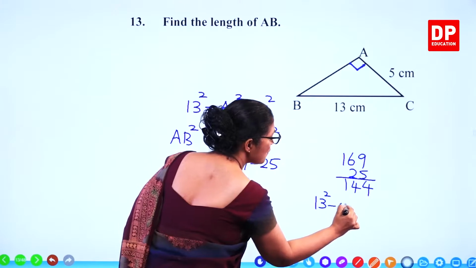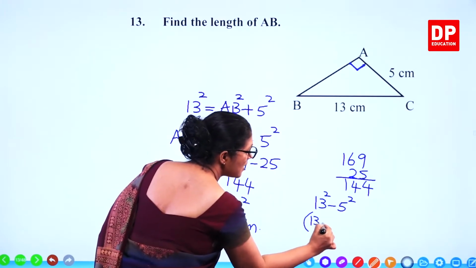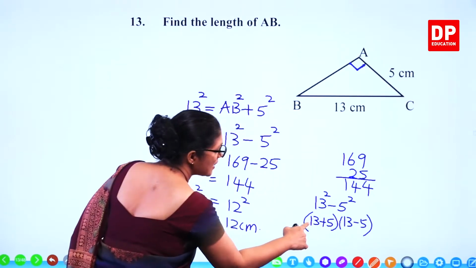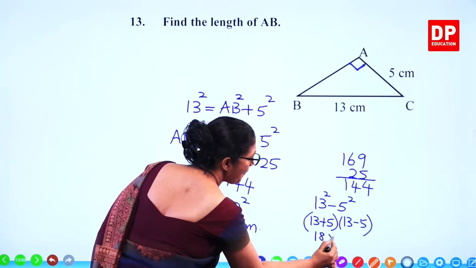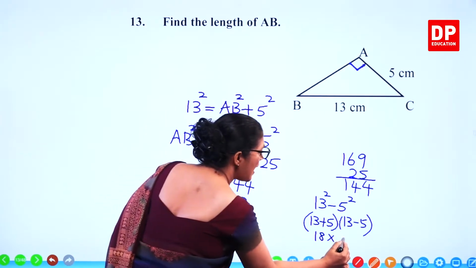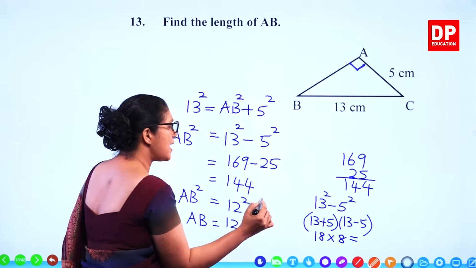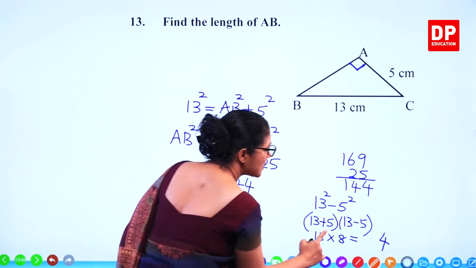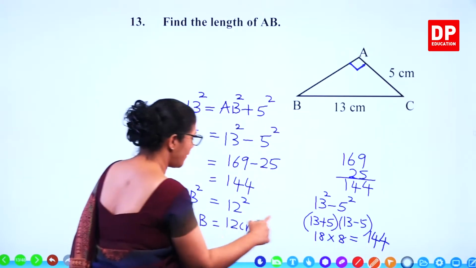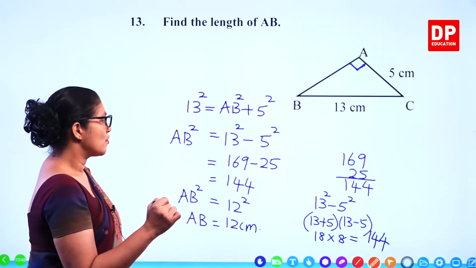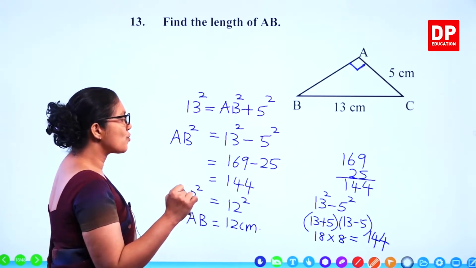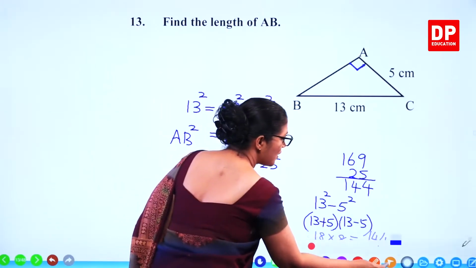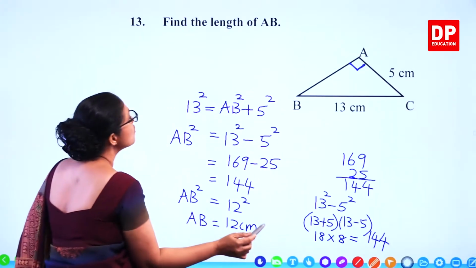If you are using the difference between two square terms, how do you find it? 13 squared minus 5 squared, you can write 13 plus 5 and 13 minus 5. So what's that? 13 plus 5 is 18. 13 minus 5, that's 8. 18 times 8: 8 times 8, 64. 6 remaining, 8 times 1, 8 plus 6, 14. So 144 you are getting. So either you can use the difference between two square terms or just find the separate values and find the answer. So you get 2 marks for that.